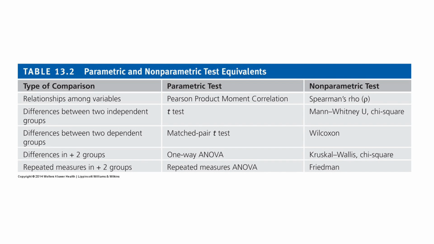Here are the parametric and nonparametric test equivalents based on the type of comparison. For instance, if you're looking at differences between two independent groups, a parametric test is the t-test, while the nonparametric version is the Mann-Whitney U or chi-square test. We'll go over the nonparametric tests in this lecture.